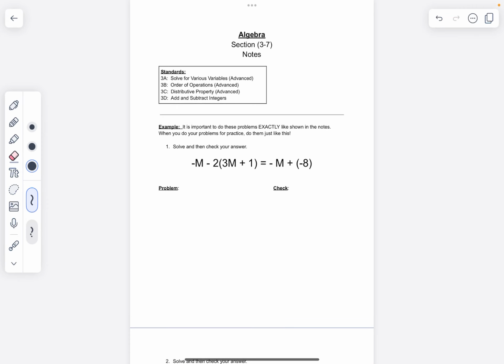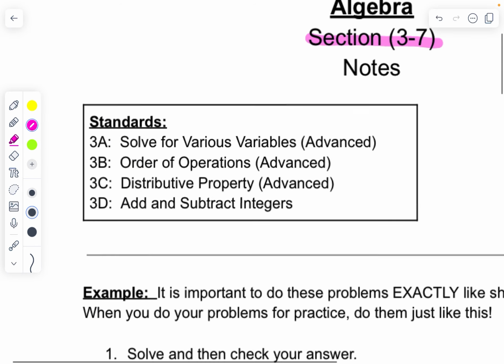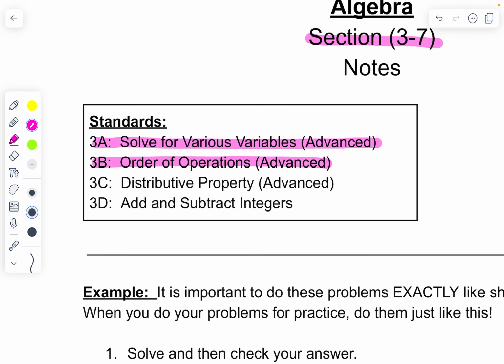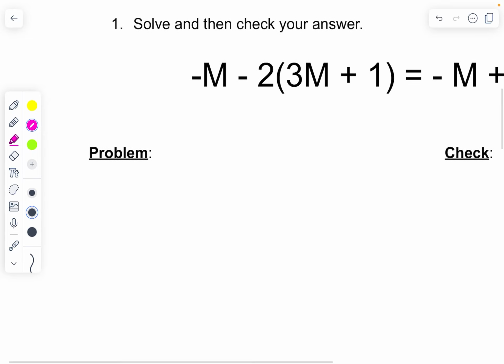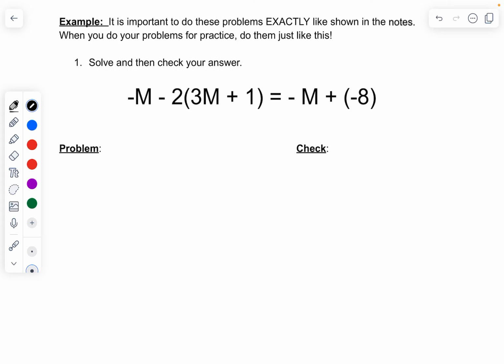We're going to move on and look at Chapter 3, Section 7. You're going to notice we're working on solving for various variables, order of operations, add and subtract integers, but we're also going to add the distributive property today. So let's take a look at the first problem. We're going to write the original problem first.